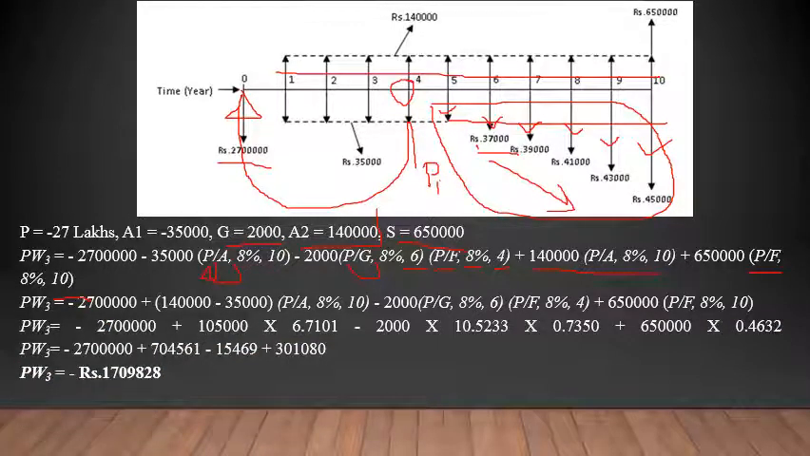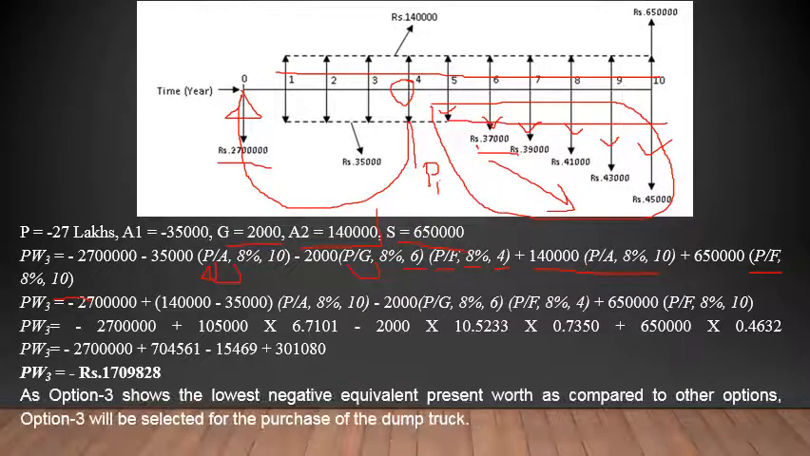You will end up with 17,09,828. Which is better? Option 3 shows the lowest negative value and hence option 3 is better. Again I am telling you, this last sentence will give you 1 mark. Don't avoid that or forget that. So option 3 is selected for the purchase of the dump truck, or the third dump truck is purchased.